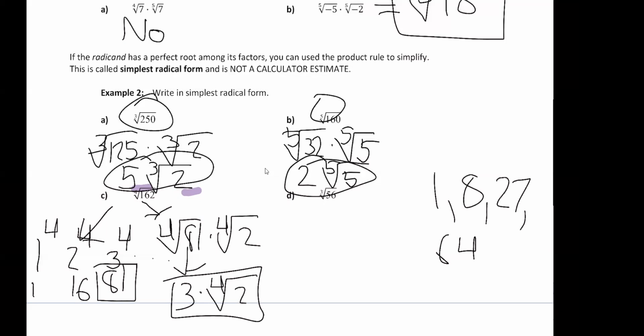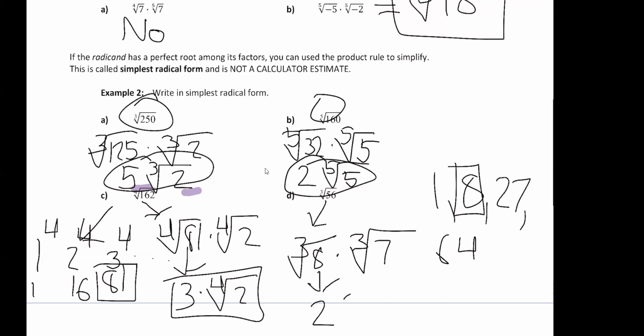27 doesn't go into 56, unfortunately. So 8 does though. This would be the cube root of 8 times the cube root of 7. So this would just simplify to be 2, and then you can't simplify the cube root of 7.